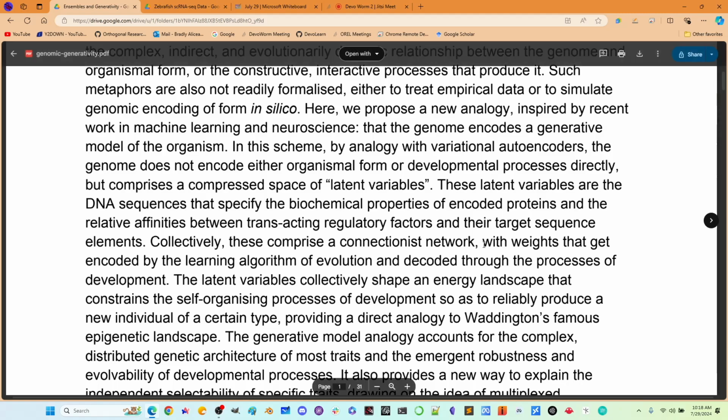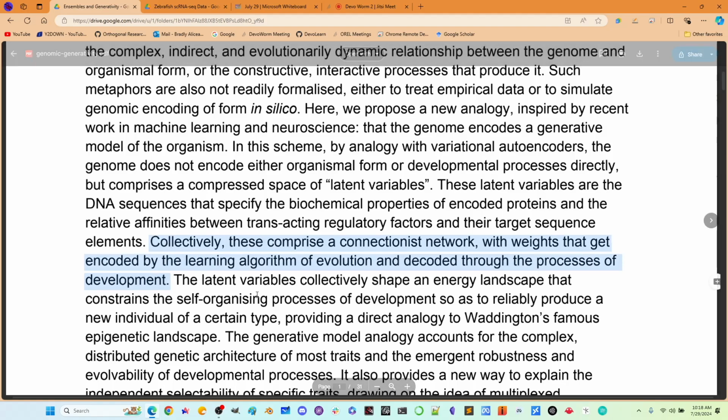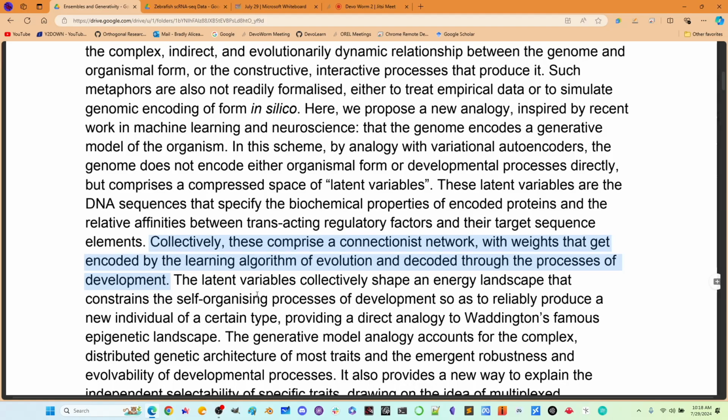Collectively, these comprise a connectionist network with weights that get encoded by the learning algorithm of evolution and decoded through the processes of development. So this is where we have our connectionist network, which, if you're familiar with a neural network, are the cells, the connections. The connections have weights. You go through different layers. Your weights are a series of connections across layers. These weights are encoded by a learning algorithm of evolution. So basically evolution tells this connectionist network what connections are relevant, which ones are not. And then you get this decoded through the processes of development, meaning that development is where you're getting the output and evaluating it.